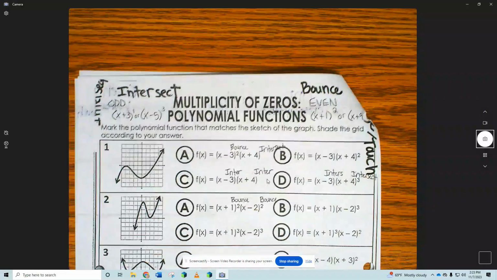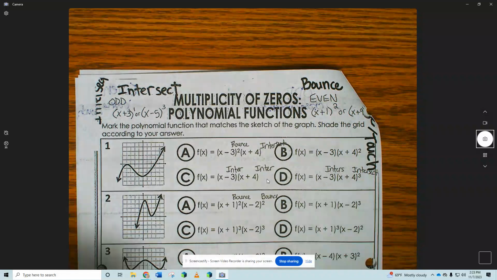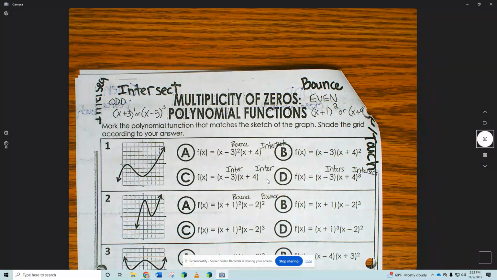I already did number 1 for you. And I wrote a little cheat sheet on the top. Intersect is odd exponents, like a first power or a third power. Bounce is an even exponent, like squared. That one got cut off, but okay, ready?